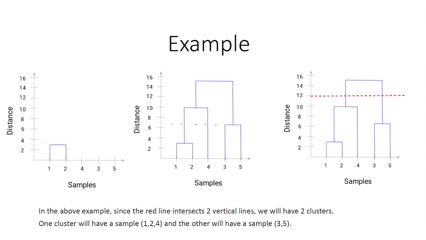Here we define a threshold. Right now we say, let's say the threshold is 12, and it is cutting 2 lines over here. It means that we have 2 clusters. This is the first one and that's the second one. If the threshold was over here, we were going to have 1, 2, 3 different clusters.